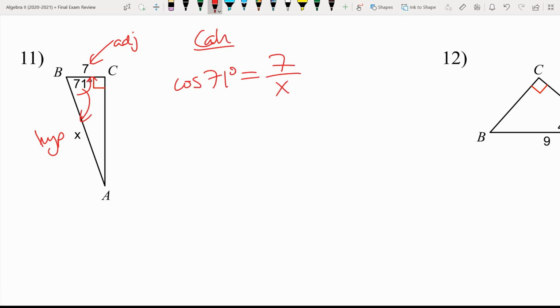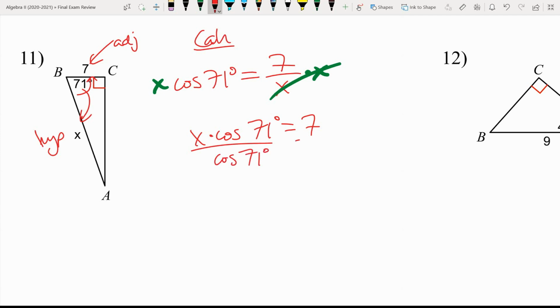Since x is on the bottom of this fraction here, you can't solve for x with it being on the bottom of the fraction in the denominator. So I need to multiply both sides by x. Okay, so that cancels this out, and I'm just left with x cosine 71 degrees equals 7. But now I got to get rid of this cosine of 71 degrees. So I do that by dividing both sides by cosine of 71 degrees. So I just end up with x equals 7 over cosine of 71 degrees.